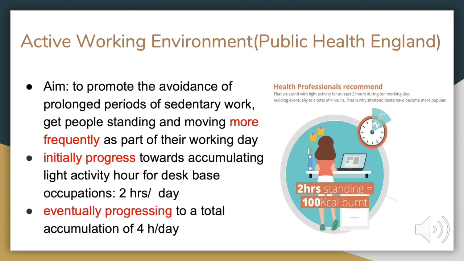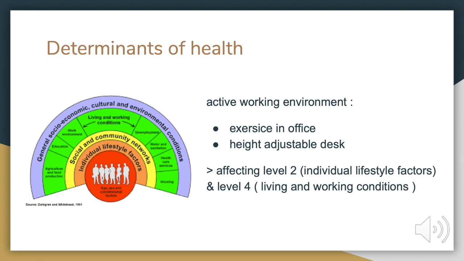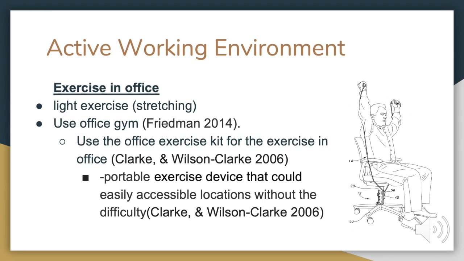Here is the background of the active working environment. According to the guideline from Public Health England, they promote light activity at the workplace for 2 hours a day initially and eventually 4 hours a day. According to what we learned in the lesson, there are 5 determinants of health. The active working environments, which include exercise in office and the height adjustable desk, affect the determinants of health called living and working conditions and individual lifestyle factors. In our presentation of active working environments, we'll further discuss exercise in office.